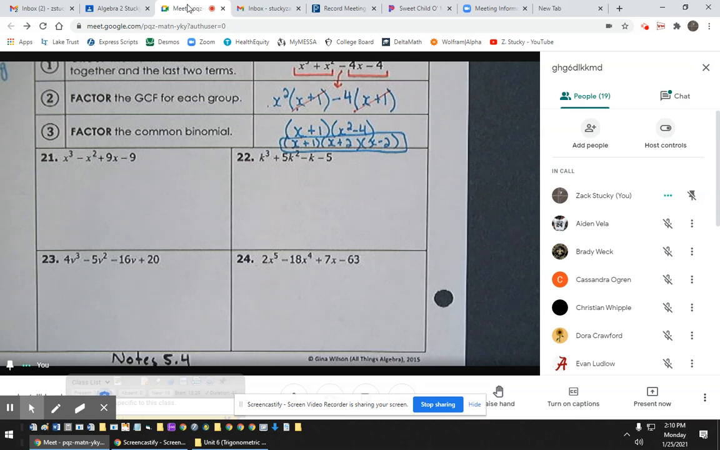What's 9 times 1 x? Let's check it. What's 9 times negative 1? See how it builds back? That's how you check. Let's go up here. What's x squared times x? Boom. What's x squared times 1? Boom. What's negative 4 times x? Boom. What's negative 4 times 1? You see how it builds back? You should be able to do that to build back.